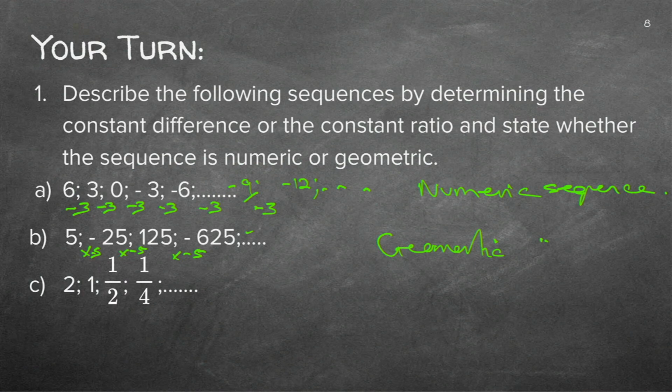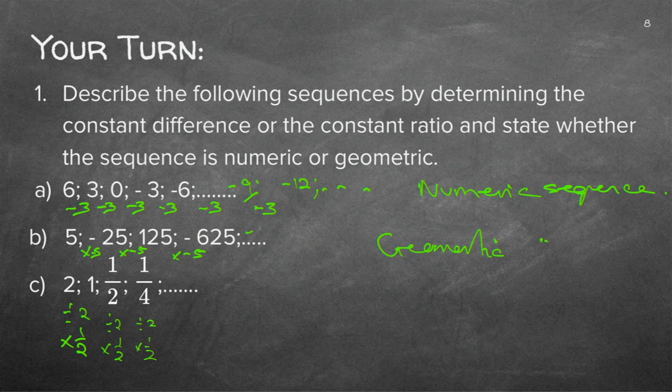Let's look at the last one. To get from 2 to 1, a half, and a quarter, the numbers are decreasing, right? To get from 2 to 1, we either divide by 2 or we multiply by a half. Let's see if the same will apply. From 1 to a half, you're either going to divide by 2 or multiply by a half. And the same thing for the next one. Divide by 2 or multiply by a half.